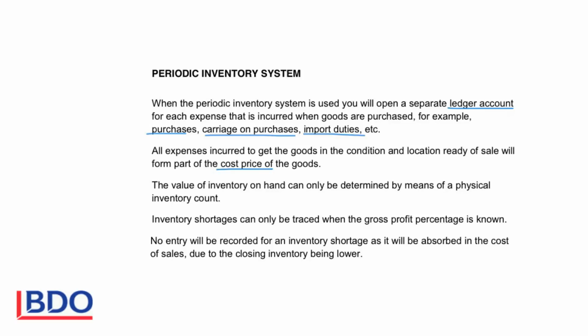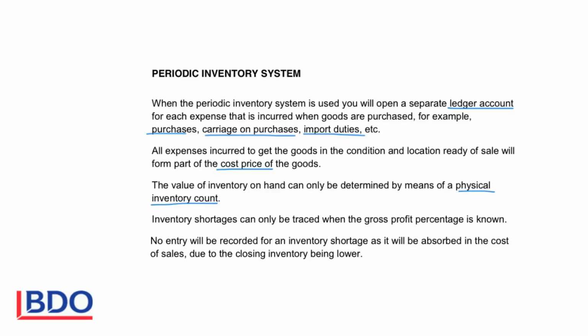The value of inventory on hand can only be determined according to a physical inventory count. So because we don't use an inventory account during the year, we can't balance the inventory account to determine how much is the value of the inventory on hand. So it is important to know what is the value of inventory on hand, and you can only do that if you do a physical inventory count in the periodic system.